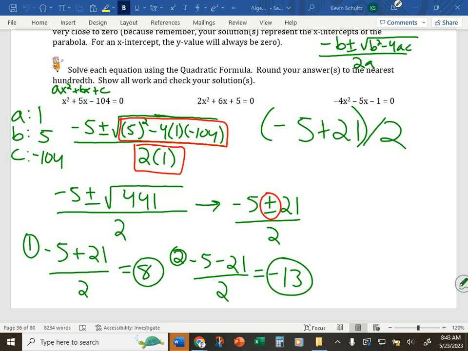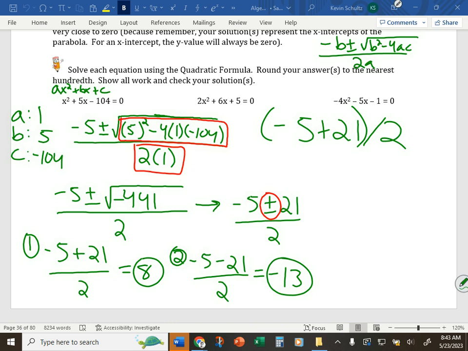There you go. There's your quadratic formula. What about 0 x-intercepts? Then this discriminant here will be a negative value. Say that this had been negative 441. Can you take the root of a negative? No, right? And so that will tell you there are no x-intercepts.